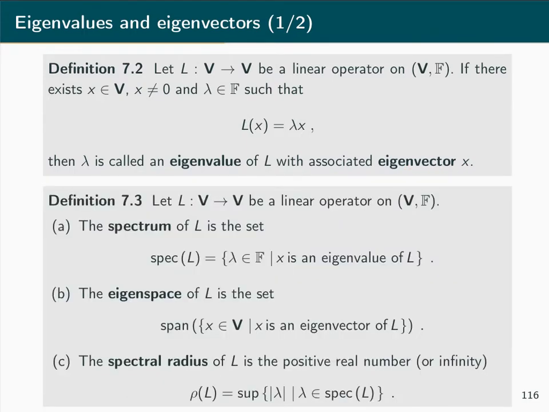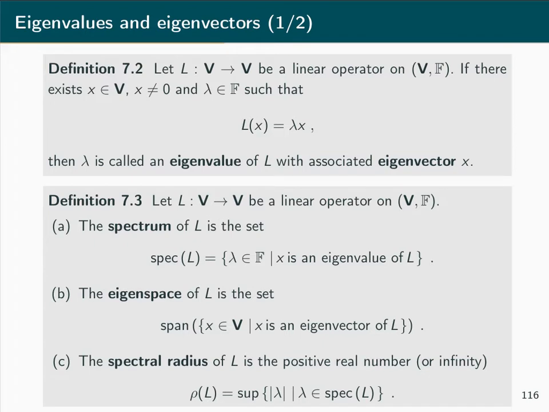Based on this fundamental definition of an eigenvalue and an eigenvector of a linear operator, we have some further terminology listed in definition 7.3 that we will make frequent use of. So let L be a general linear operator, then A, the spectrum of L, written as spec of L, is defined as the set of all eigenvalues of L. B, the eigenspace of L, is defined as the span of all eigenvectors of the linear operator L.